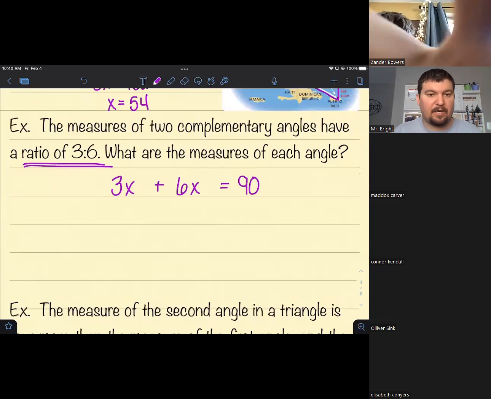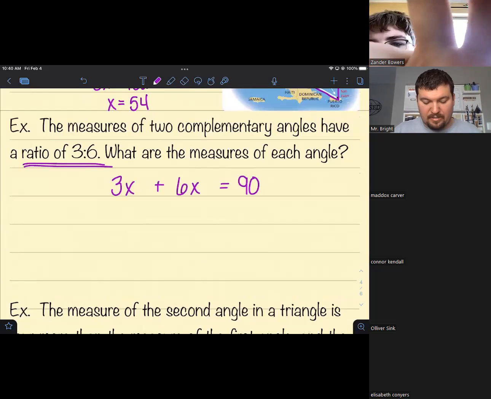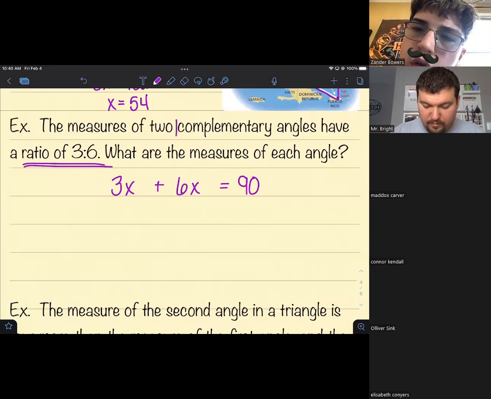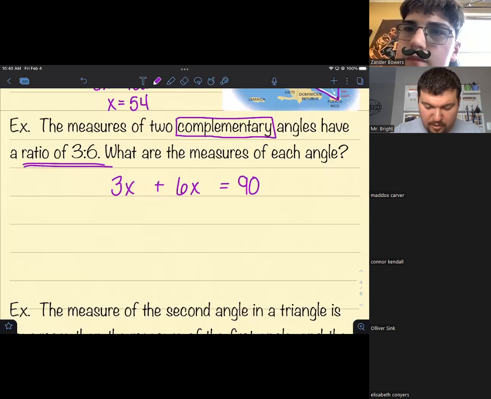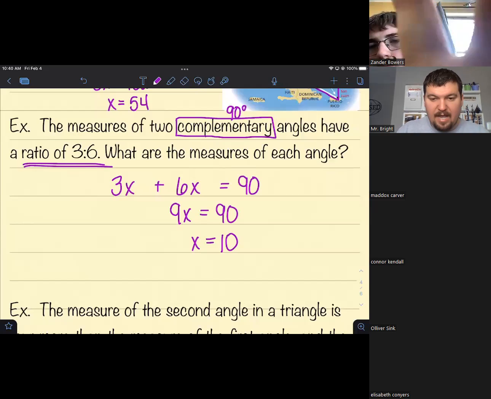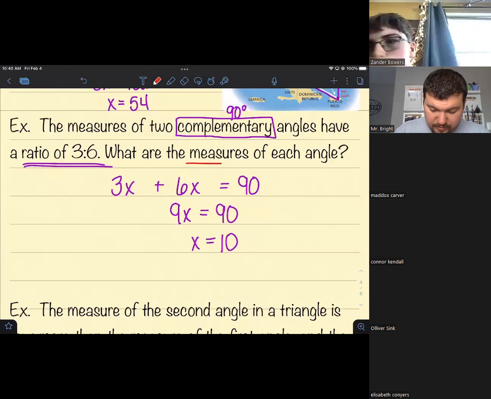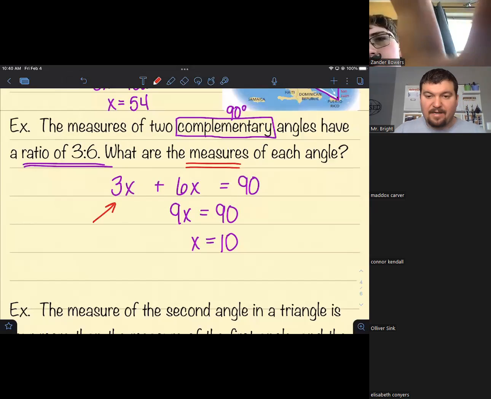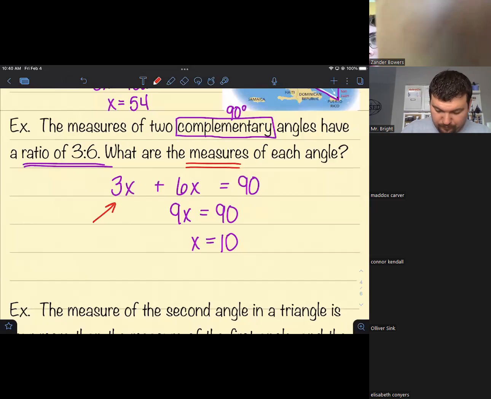So this problem seems very confusing with the ratio, but I just have to make it 3x and 6x adding up to 90. You do have to know that complementary angles add up to 90, because if you put 180, your answer will be thrown off. Now we can solve this by making it 9x equals 90 and x equals 10. But I'm not done. It says, what are the measures of each angle? So let's talk about the 3x angle. If x equals 10, what's 3x equal?